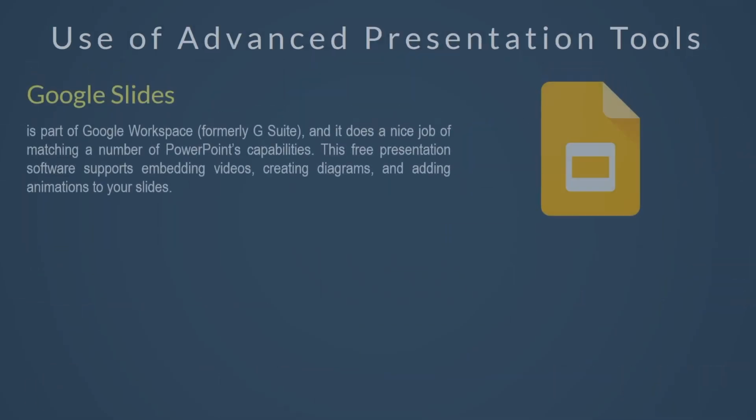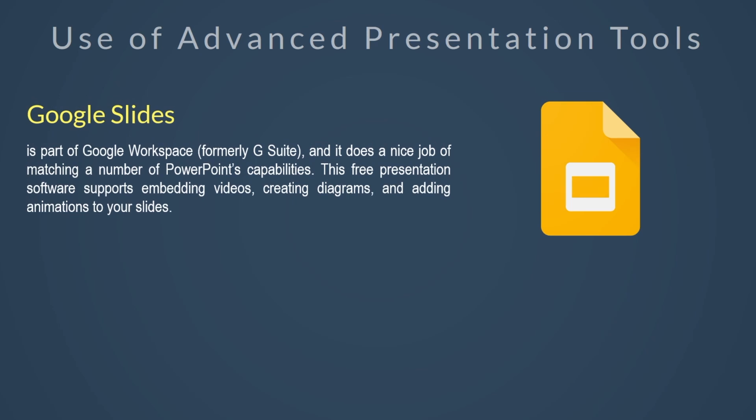This may be used for industrial training purposes, where if the industry wants to share some information which need not be sent to everyone. In such scenarios DocSend can be used. Then Google Slides, every one of you knows, it is a part of Google Workspace, and it does a very nice job of providing a number of PowerPoint capabilities. This is a free presentation software that supports embedding videos, creating diagrams, and adding animations to your slides.